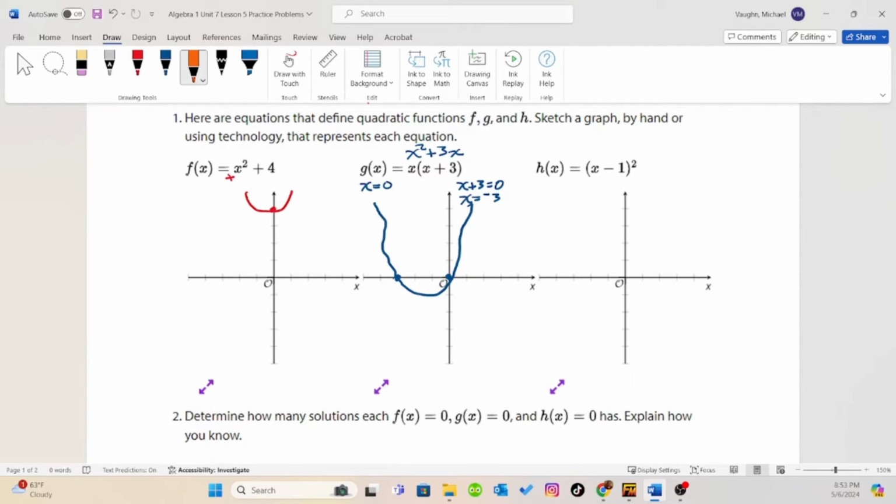And then for function h, we've got the standard form x minus 1 squared, which we could think of as being x minus 1 times x minus 1. Here, if x minus 1 equals 0, then x equals 1. So this is going to be a parabola that only has one x-intercept at 1, 0. And because this is positive, x times x is x squared, it is going to open upwards from there.